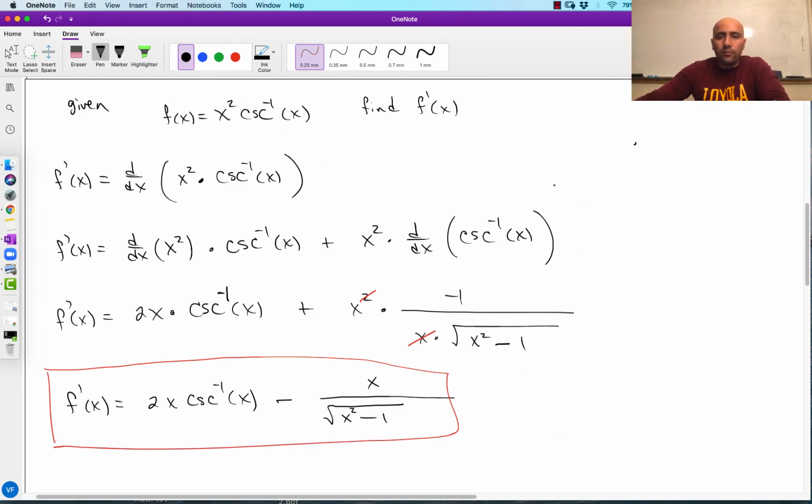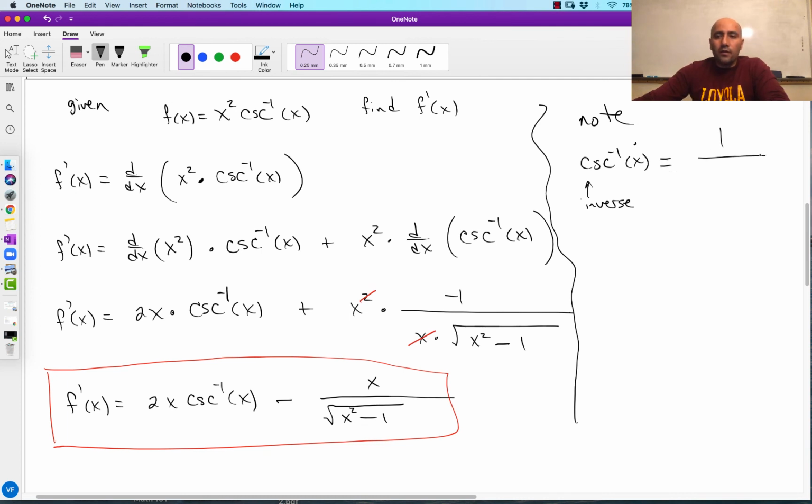Note, however, I just want to point out something. Note that the notation we use to indicate an inverse function is this little negative 1. So cosecant inverse of x, we write this way. This is the inverse function. This does not equal 1 over cosecant of x, right? So make sure you don't make that mistake. It's a very common mistake here. People want to do that.